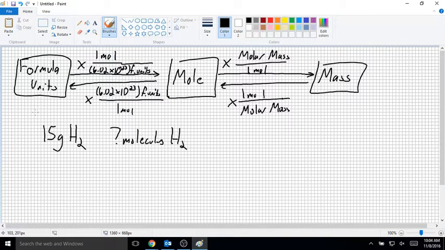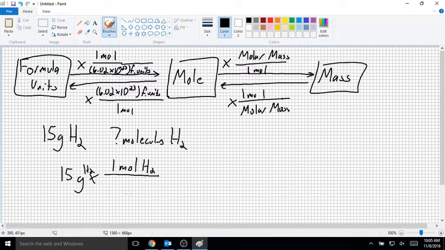So first step, write down what I give you. 15 grams. So I'm starting here, I'm starting over at mass. So if I'm trying to get over to formula units, my first step is go from mass to mole. And that arrow tells me that I'm going to take my 15 grams times 1 mole of H2, over the molar mass of H2.